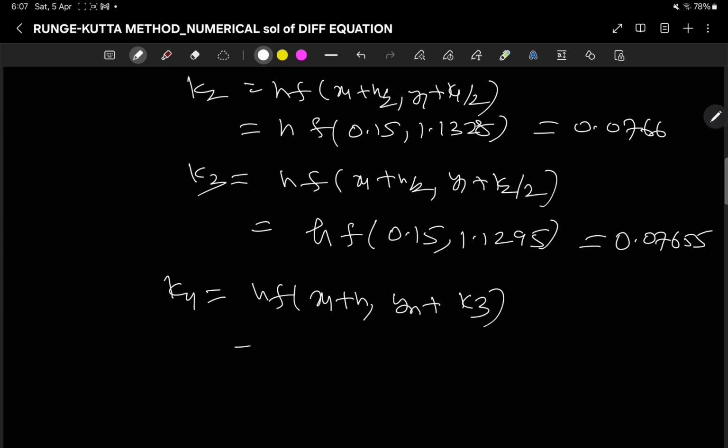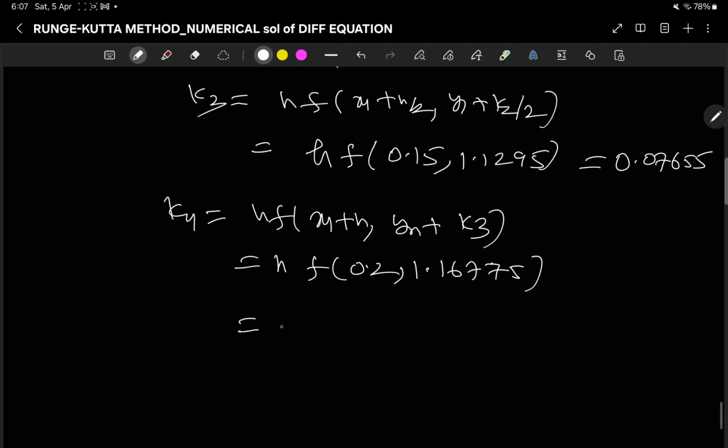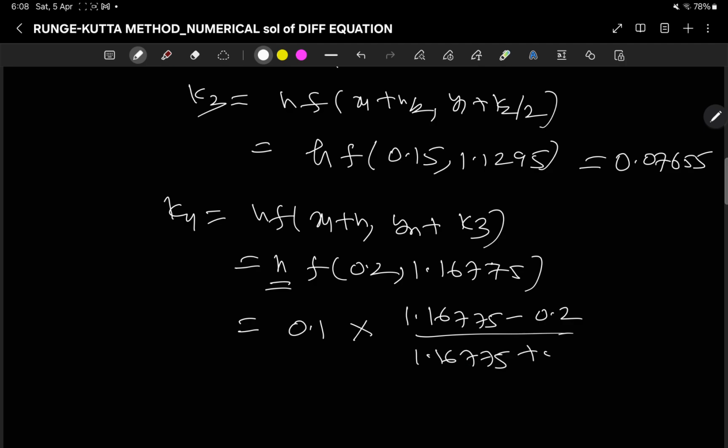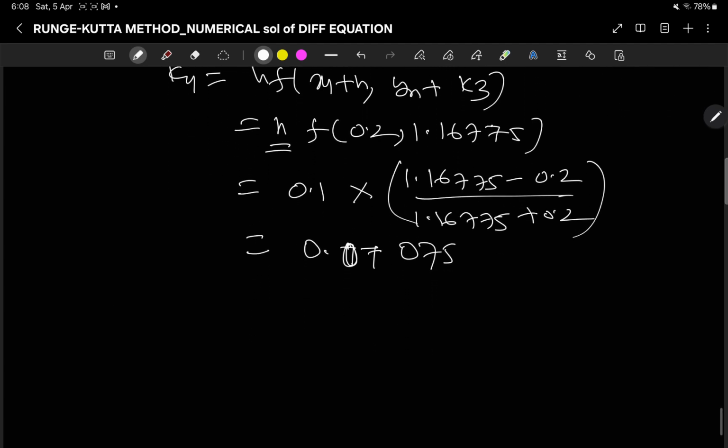And what is my k4? k4 is h f(x1 plus h, y1 plus k3). So this will be h f(0.2, 1.16775). So this is equal to h, which is 0.1, into (1.16775 minus 0.2) divided by (1.16775 plus 0.2). If I simplify it, it will be 0.07075. Okay. So now applying the formula.